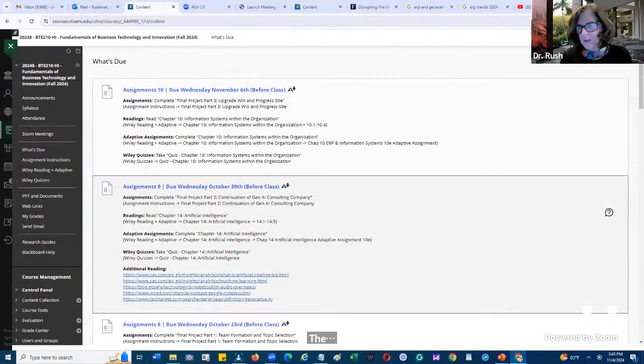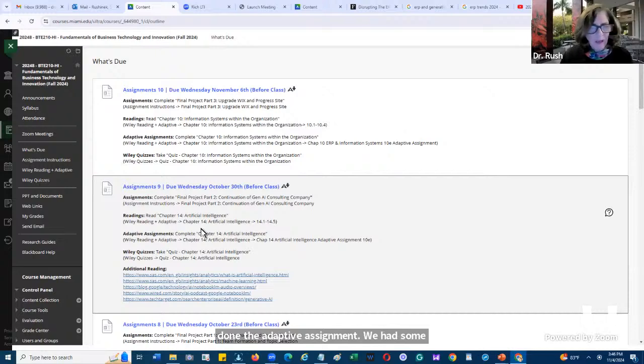And in the what's due section, for last time, you should have read the chapter on artificial intelligence and done the adaptive assignment. We had some issues with the adaptive assignments on Wiley, but I think that has been fixed on their end. Sometimes they have some server problems. Sometimes you need to use the Chrome browser. Again, we're talking about a cloud service. So you need to do the adaptive assignment and Wiley quizzes.